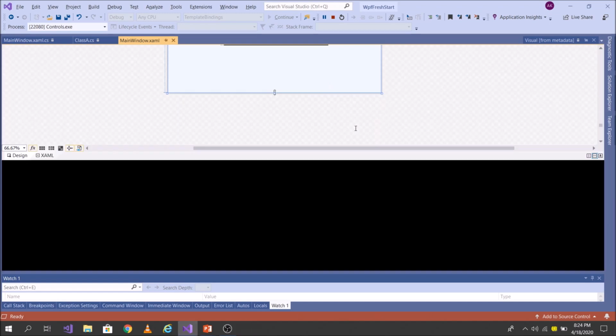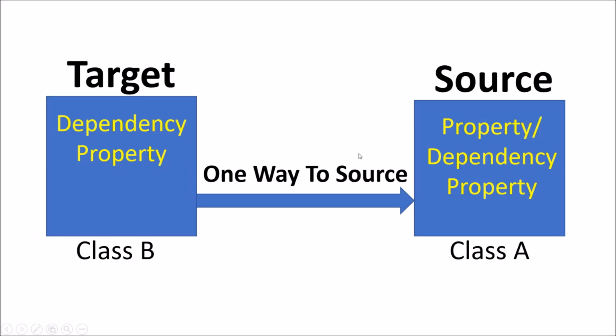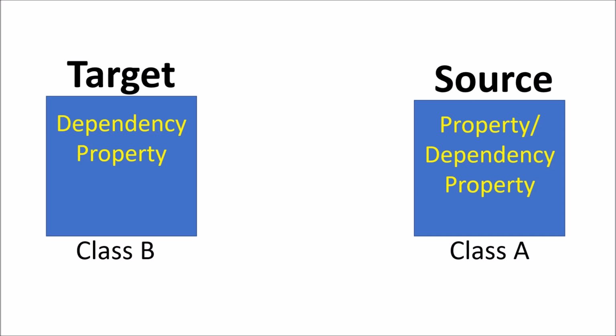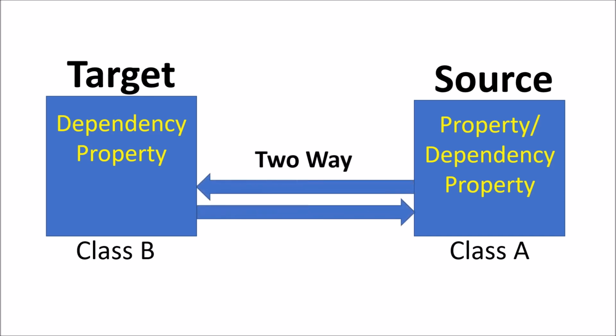Now let's come back to the slide again. You can also see from this animation that the target has data, then the source also has the data. Now the target is changed to data 1, and the source again updates itself to data 1. Now let's come back to the last mode, which is two-way mode.